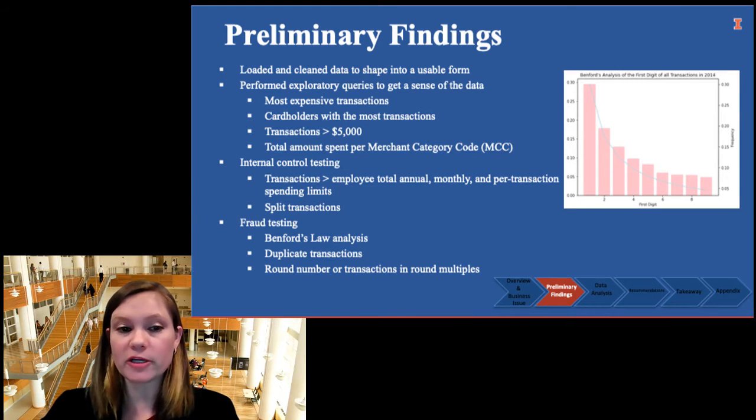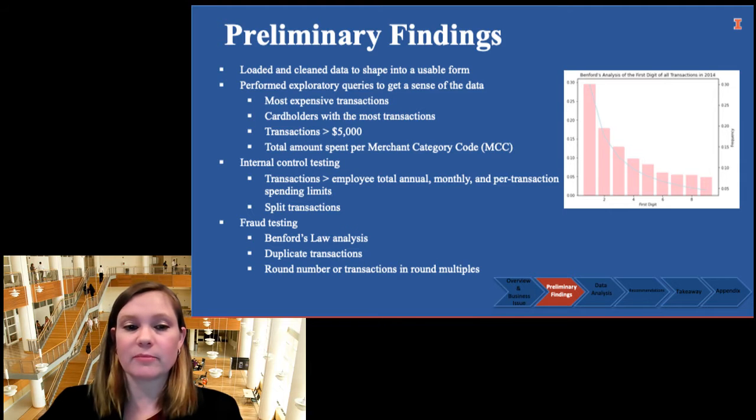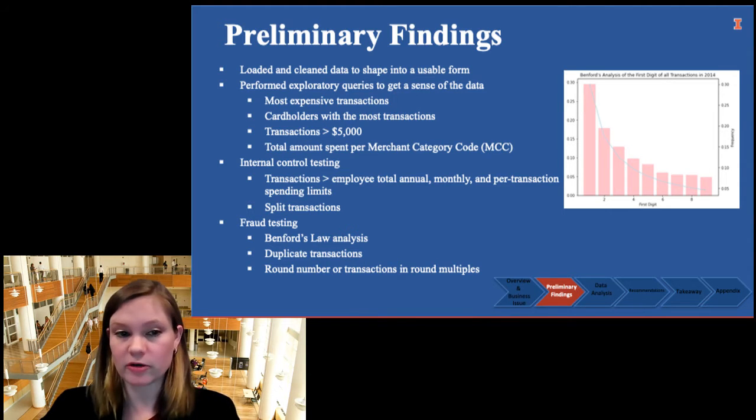So first of all, we loaded and cleaned the data into usable form. We performed exploratory queries to get a sense of the data, such as most expensive transactions. We looked at transactions over the $5,000 limit, transactions spent in each merchant category code, et cetera. We also performed internal control testing to test for violations of OSU's existing internal controls. We looked at things like transactions greater than the limits on annual, monthly, and per transaction totals, and purchases that potentially split one purchase into one or more separate transactions.